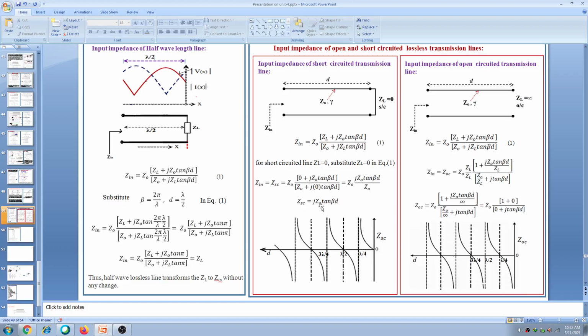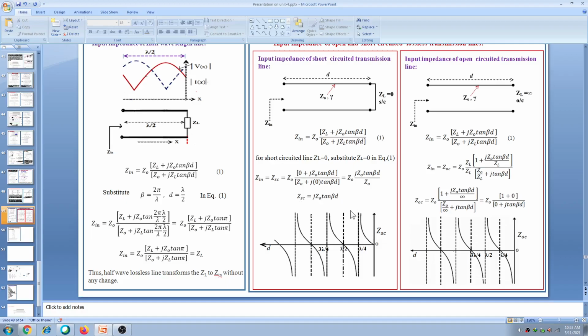The input impedance depends upon the characteristic impedance of the line and D, that is, the length of the line. It is also called the short circuit impedance, Zsc. The general case is given by this equation, for any length. If D is lambda by 4, you can substitute D equal to lambda by 4 and ZSC becomes infinity. But D may be any length, and that expression is here.